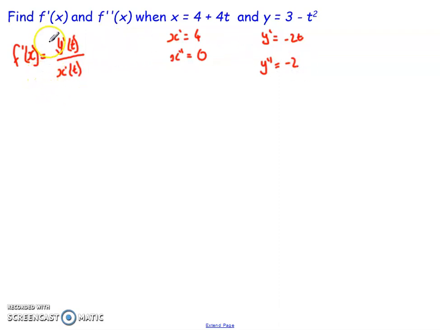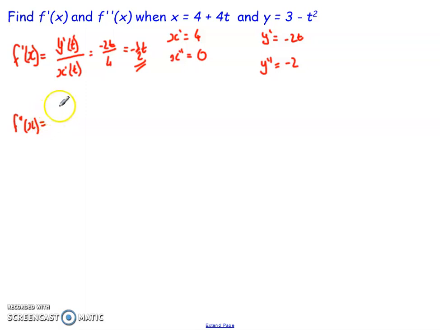So for the first one here, I need y dashed of t over x dashed of t. So in this case, that means negative 2t over 4. So my derivative f dashed of x is equal to negative a half t. So there you go. That's me got f dashed of x, my first order derivative. Now the second order derivative, f double dashed of x.